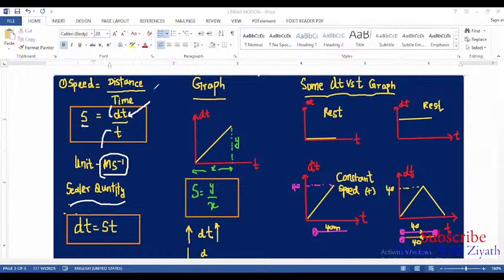Look at this one now. I have speed is equal to distance over time. To find the distance, you can use distance equal to speed into time. For example, let's do something. I'm going to give one question here.